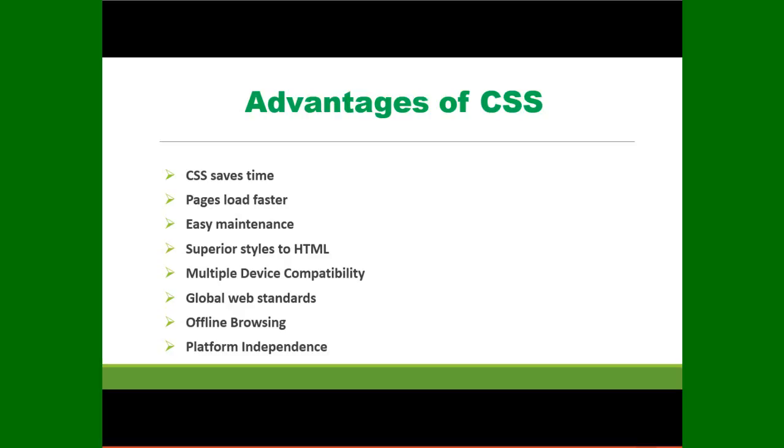The next one is superior styles to HTML. CSS has a much wider array of attributes than HTML, so you can give a far better look to your web page in comparison to HTML attributes. You can also use CSS for multiple device compatibility. The style sheet allows content to be optimized for more than one type of device. By using the same HTML document, different versions of a website can be presented for handheld devices such as PDAs and cell phones, or for printing, etc.